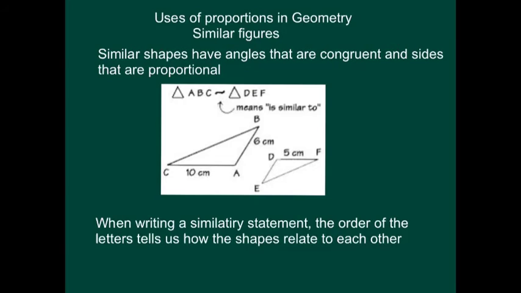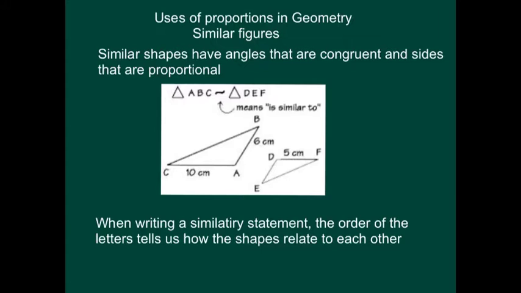So we're going to look at some uses of proportion in geometry, and the first use is similar figures. In order to discuss similar figures, we have to figure out what the word similar means when it has to do with geometry. Similar shapes, whether they be triangles, rectangles, whatever, have angles that are congruent. So the angle measures are equal and the sides are in proportion to each other. So you can set up ratios of similar sides and those ratios are going to be equal to each other.